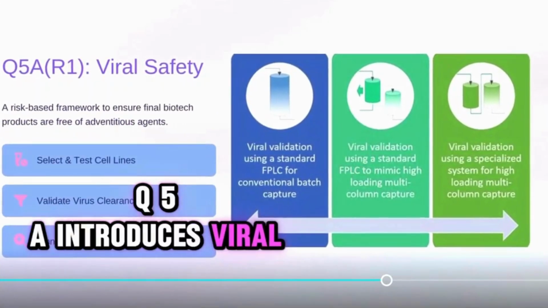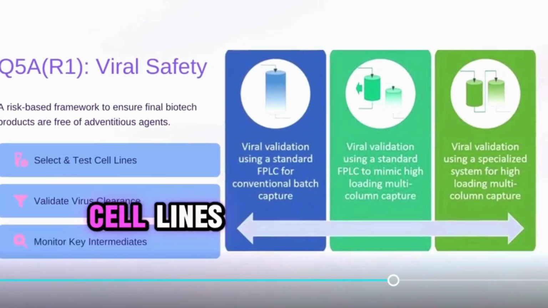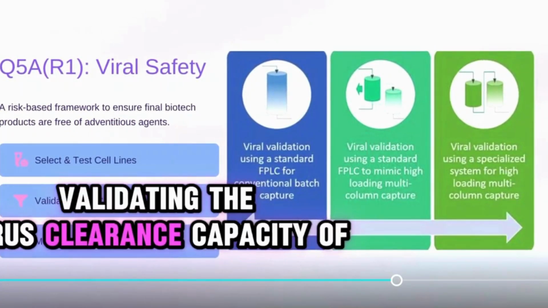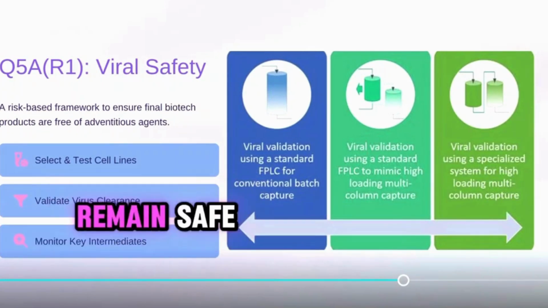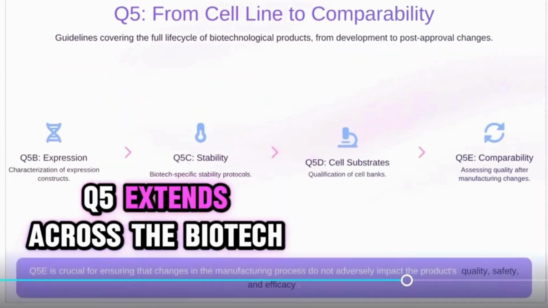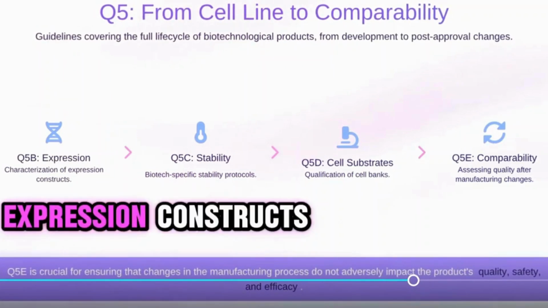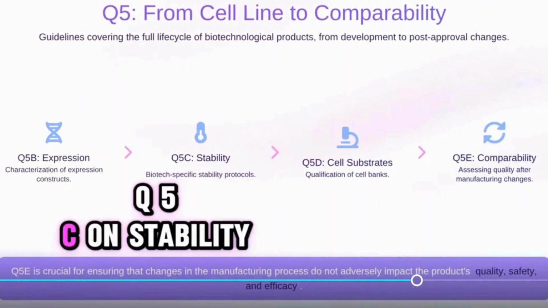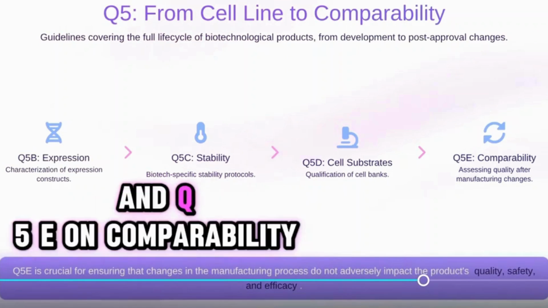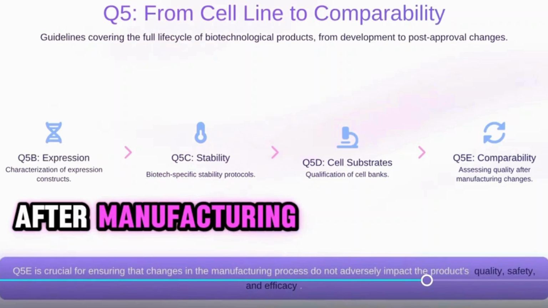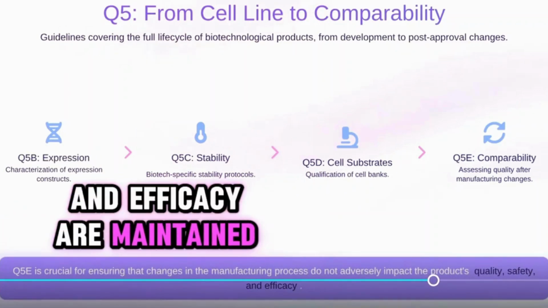Q5A introduces viral safety for biotech products. This involves testing and selecting cell lines, validating the virus clearance capacity of the process, and monitoring intermediates to ensure products remain safe. Q5 extends across the biotech lifecycle. Q5B focuses on expression constructs, Q5C on stability, Q5D on cell substrate qualification, and Q5E on comparability after manufacturing changes to ensure safety, quality, and efficacy are maintained.